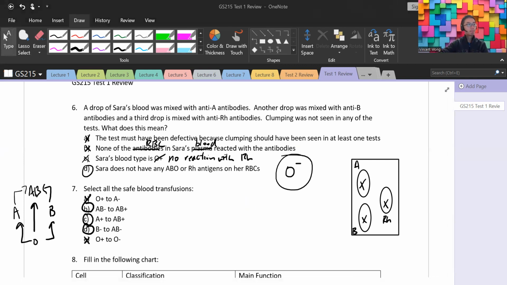Okay. You should have a sticky tag next to your monitor or something when you do the quiz, do the test, right? With the transfusion chart on it.